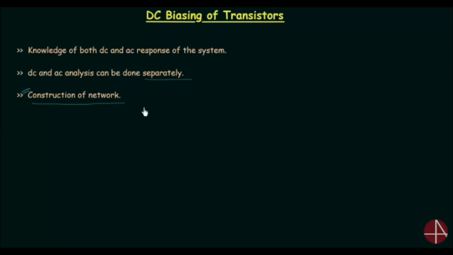So we have to construct a network to obtain the desired operating point, and for this purpose we use biasing. So what is biasing? Biasing is the process in which we apply external DC voltages to select the appropriate operating point. These networks are called biasing networks, and in this chapter we have to analyze different types of biasing networks. We already know the three operating regions of a transistor. The first one is the active region, the second one is the saturation region, and the third one is the cutoff region.